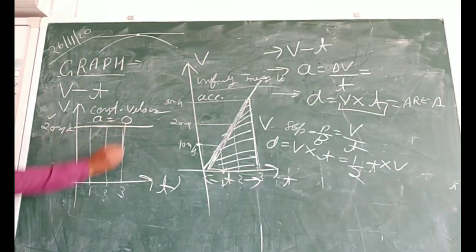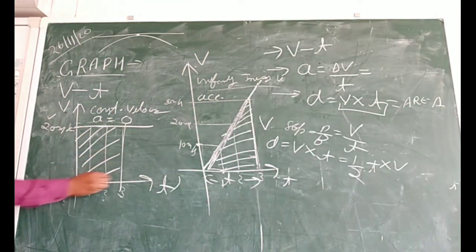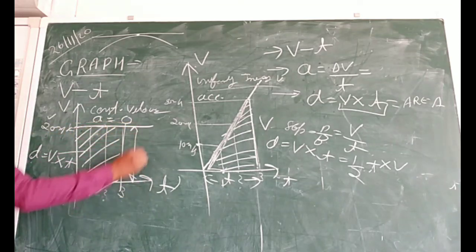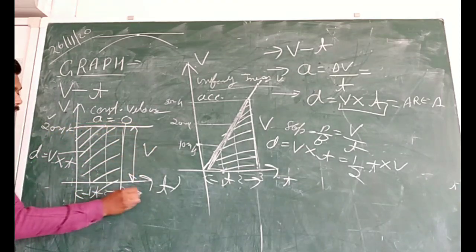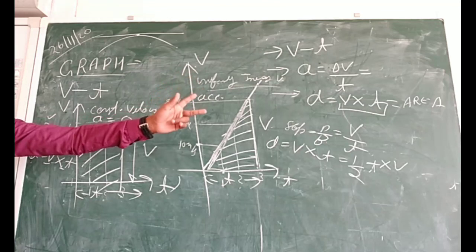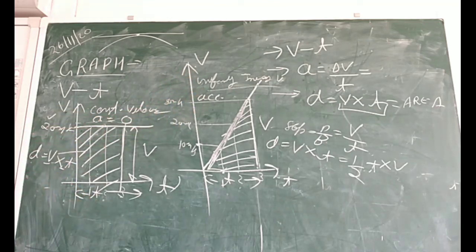Similarly, from this graph you want to calculate displacement, which is equal to velocity into time. Now you can see this is the velocity and this is the time. What is the formula for the area of a rectangle? Length into breadth. You can see velocity is the length and time is the breadth. Then whenever the relation is in the form of multiplication, find the area below the graph. Okay, students? Thank you.